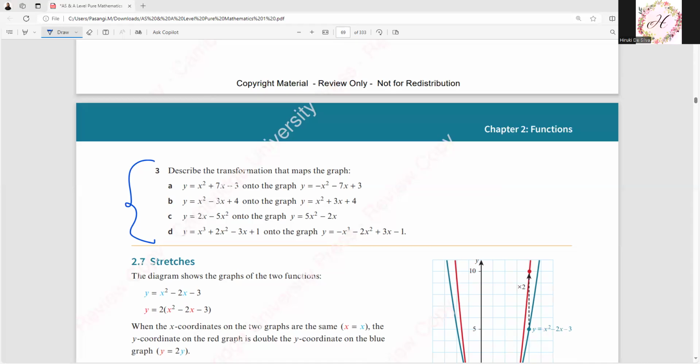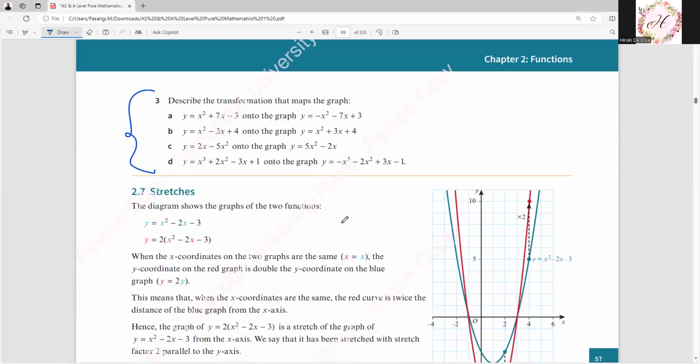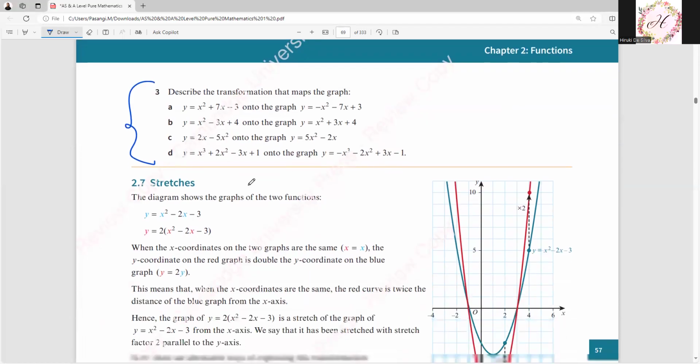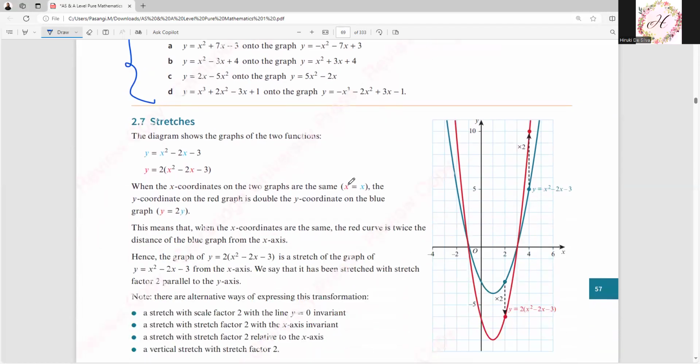Okay, teacher, that one also done. Then let's move to the next part, that is what we call the stretches. So far up to this point, we did the translations and also the reflections. Now it's about the stretches. So when it comes to stretches, then what will happen here?